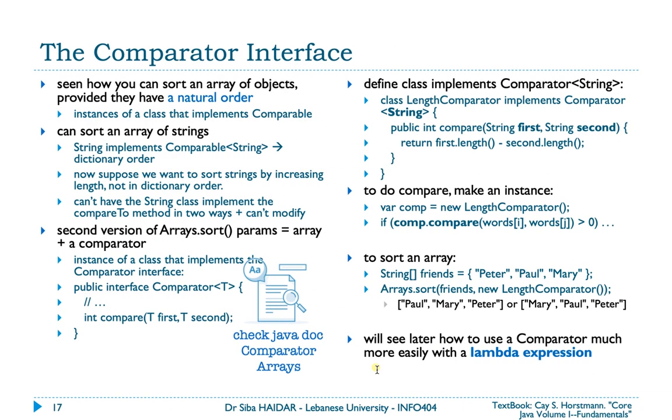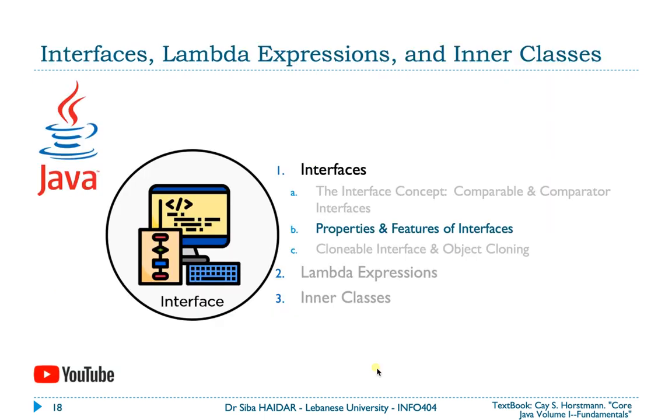So this was about our Comparator interface. We will see more of this interface later in the next lessons. And for now, we finished the first subsection, subsection 1.a. Next, we will see subsection 1.b, which is properties and features of interfaces in general. And then we will see subsection 1.c, which is especially for the Cloneable interface and for object cloning. This is also a very important subsection. Also, subsection B is very important because it shows the new features of the interfaces in the new versions of Java. So see you next time.